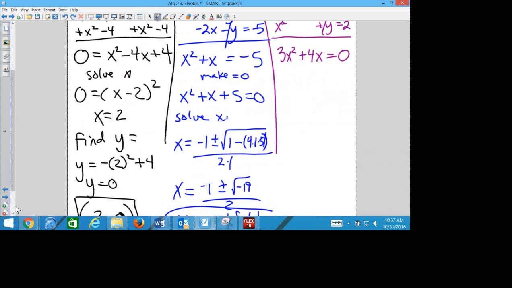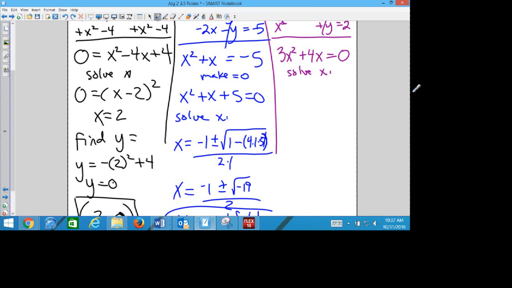And how are we going to solve it? So once you have it equal to 0, then we solve for x. You could do factoring, you could do quadratic formula. I'm going to do this one by factoring.